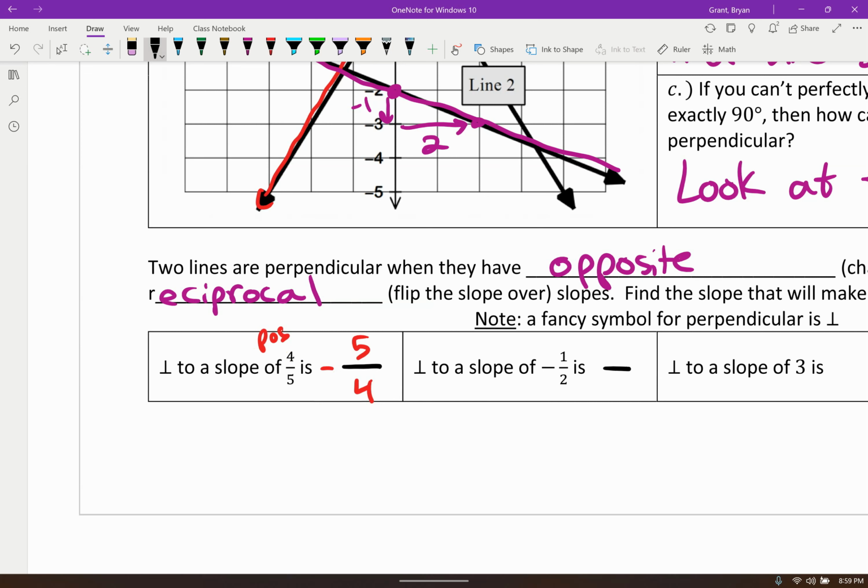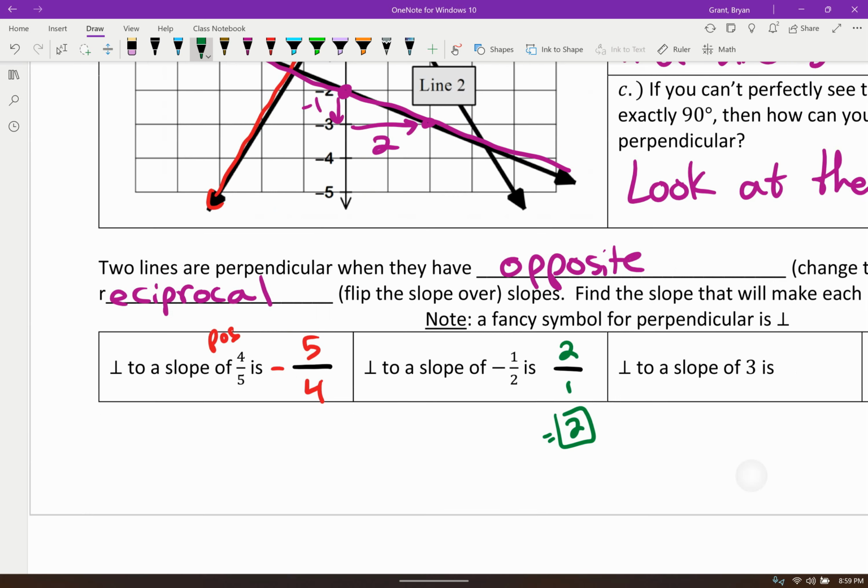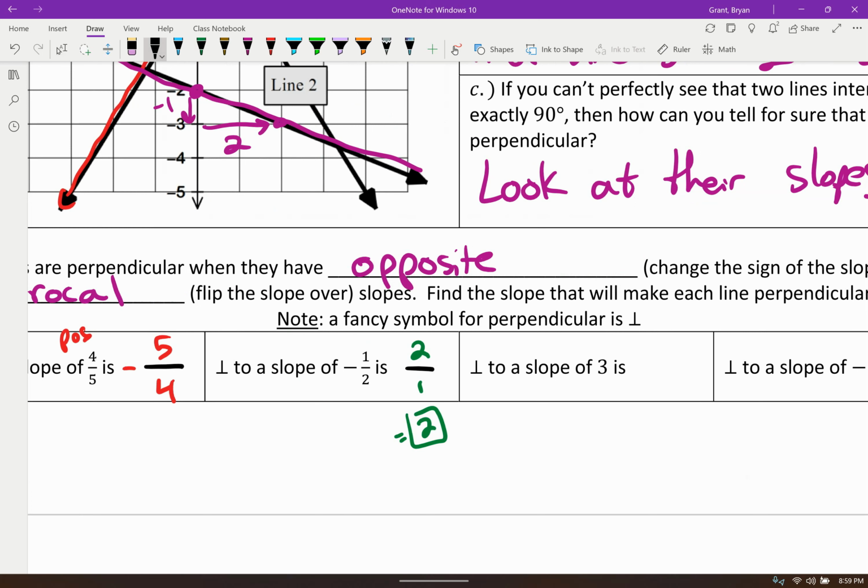Perpendicular to a slope of -1/2. Well, we find the reciprocal, 2/1. This slope is negative, so the opposite reciprocal needs to be positive, just 2/1. Or, if you wanted, that's the same as just 2. Perpendicular to a slope of 3. Well, we know that if that's a slope of 3, that's a positive. My new slope has to be negative.